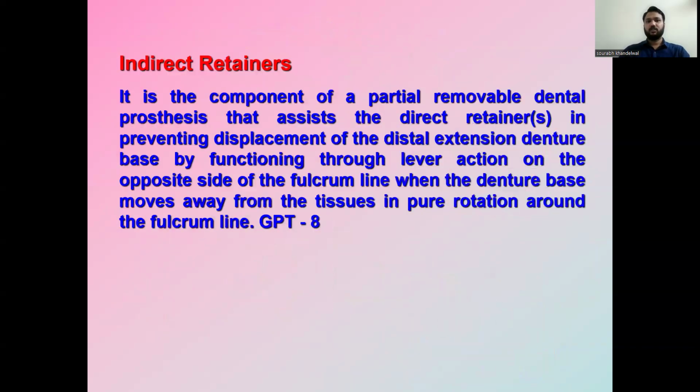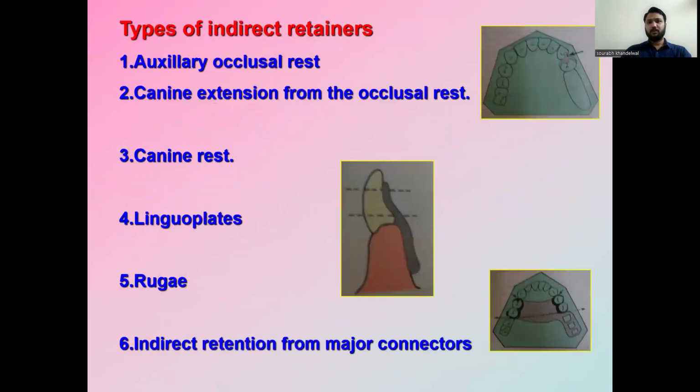Then indirect retainers. It is the component of a removable partial denture that assists the direct retainers in preventing displacement of the distal extension denture base by functioning through lever action on the opposite side of the fulcrum line, when the denture base moves away from the tissues in pure rotation around the fulcrum line. Types of indirect retainers are auxiliary occlusal rest, canine extension from the occlusal rest, canine rest, linguoplates, rugae, and indirect retention from major connectors.